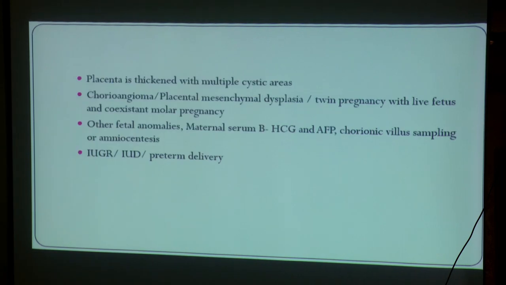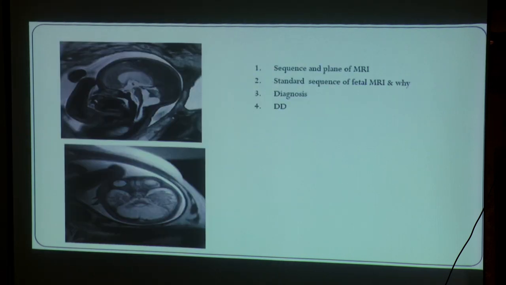But other serum parameters like beta HCG, AFP can also be done because beta HCG levels will be very high in coexisting molar pregnancy. In placental mesenchymal dysplasia, the AFP levels will relatively be high, and there is a high chance of IUGR or IUD or preterm delivery.